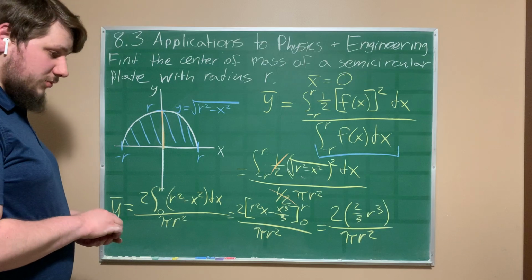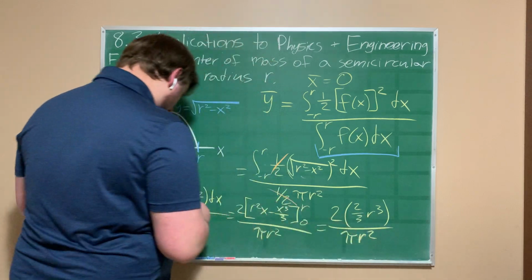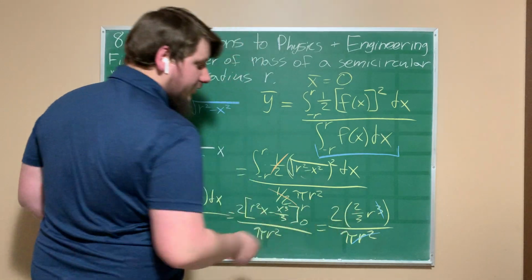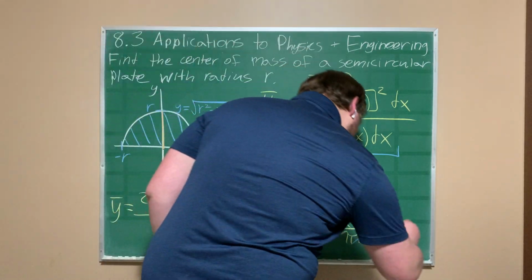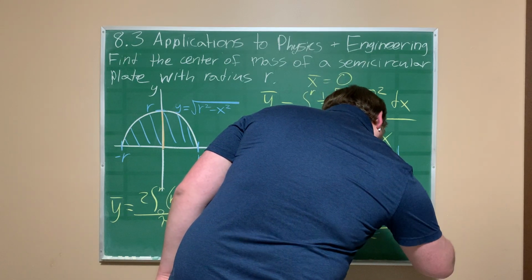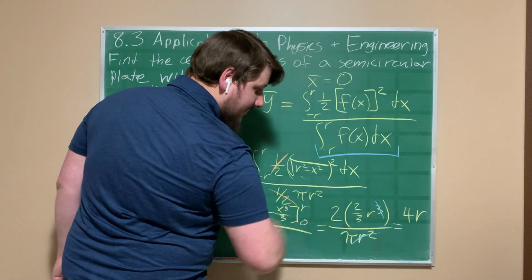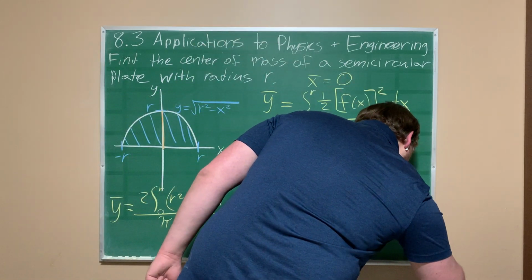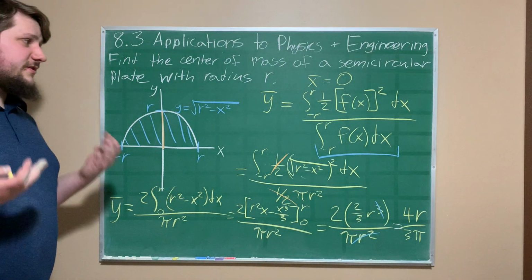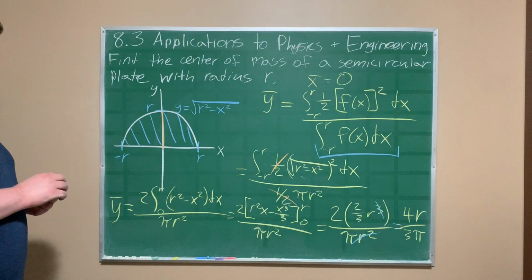So now to finish this problem, the only thing left is to simplify. We have an r cubed in the numerator, r squared in the denominator, so there's going to be some canceling there. 2 times 2/3 will be 4/3, so we end up with 4r in the numerator, and in the denominator, just pi times 3, so 3 pi. So there we go. That is the y coordinate of the centroid here. So the y coordinate will be at 4r divided by 3 pi.